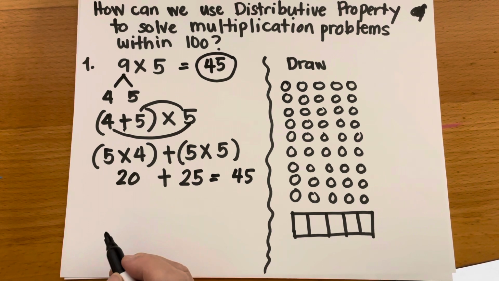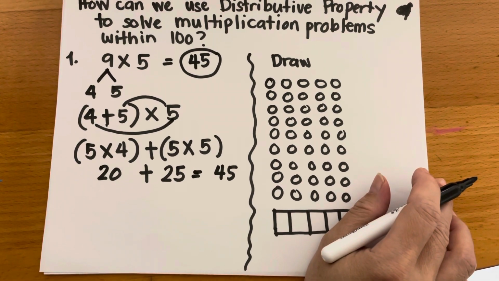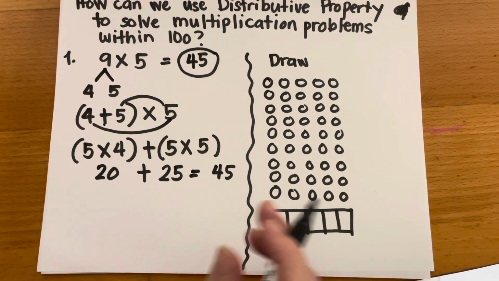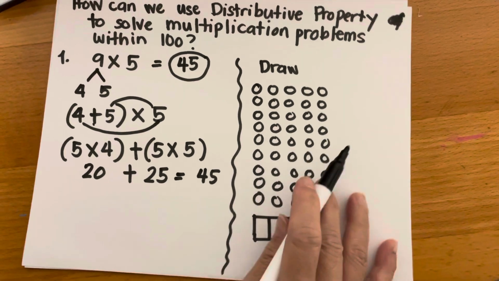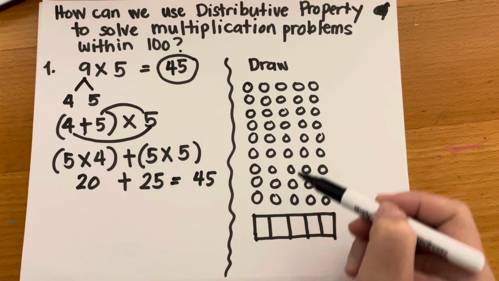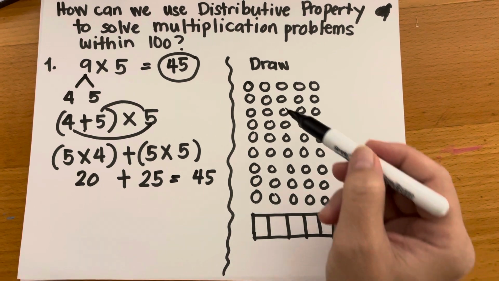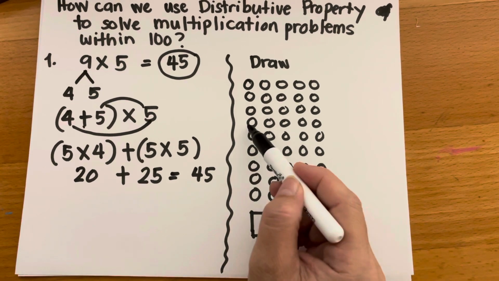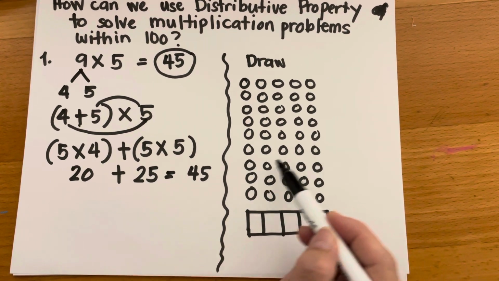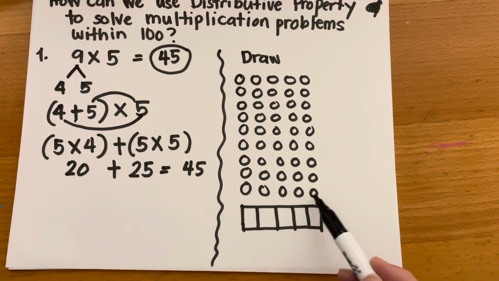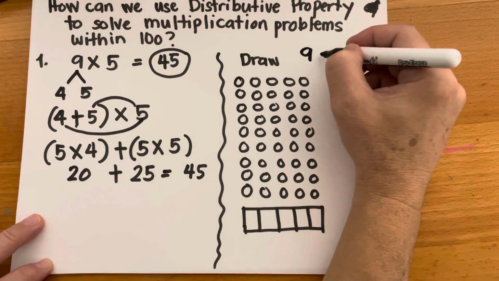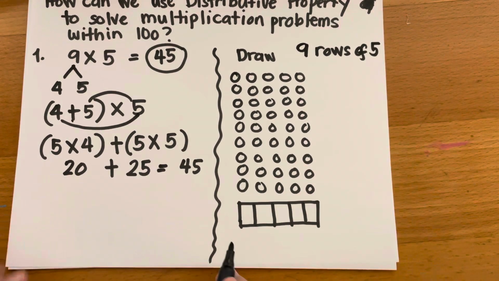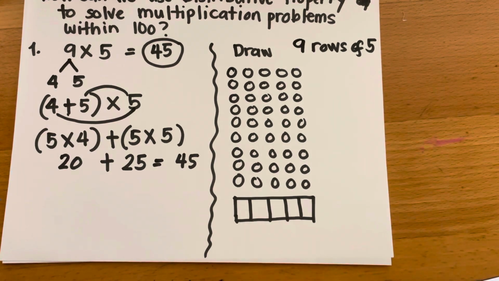Okay. Now let's go to strategy number 2. You're going to draw. Use counters to solve this. So I have drawn counters. How many rows do we have? You have 1, 2, 3, 4, 5, 6, 7, 8, 9. So there are 9 rows of 5. Take note, 9 rows of 5.